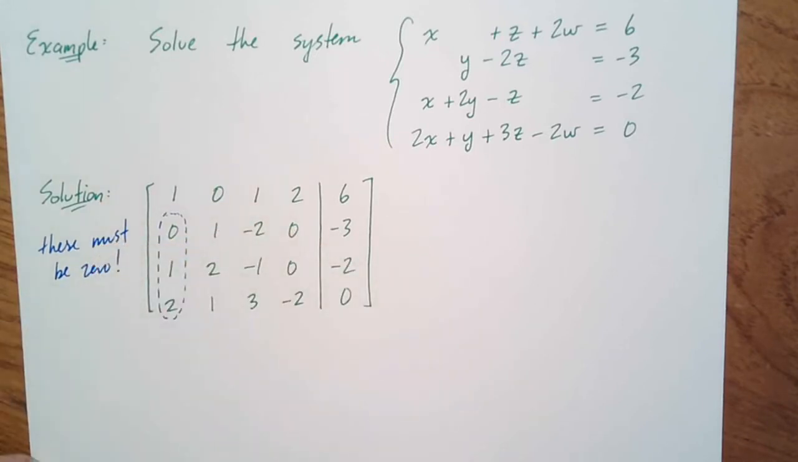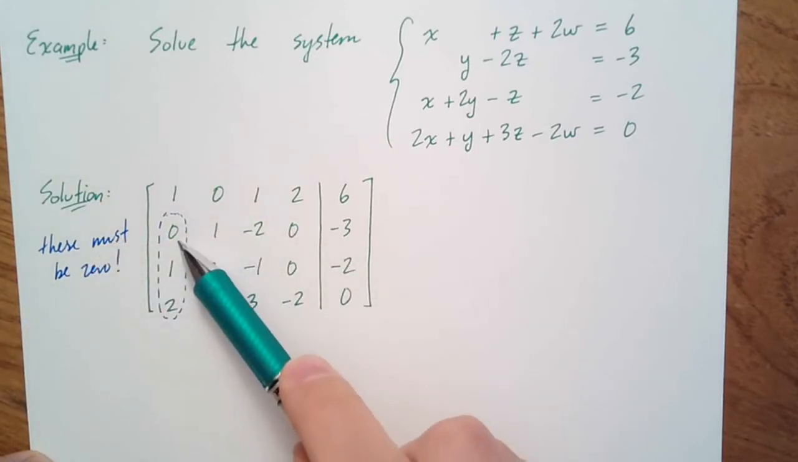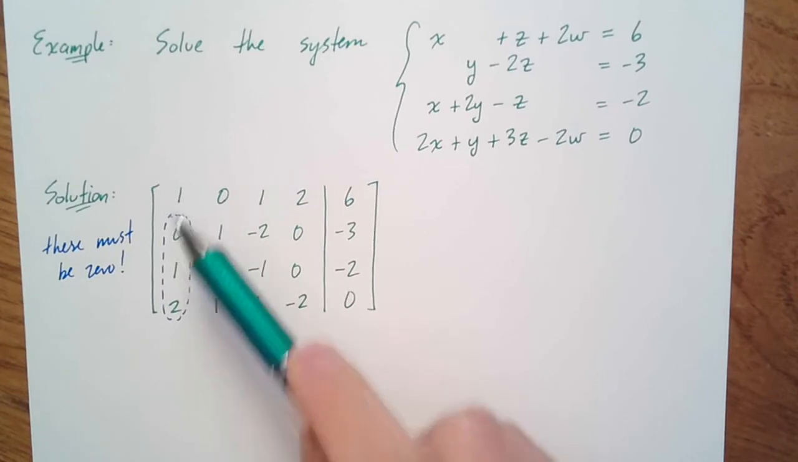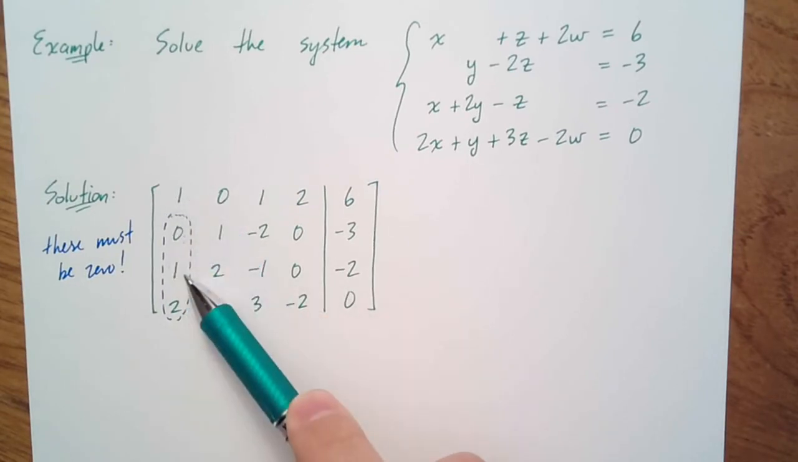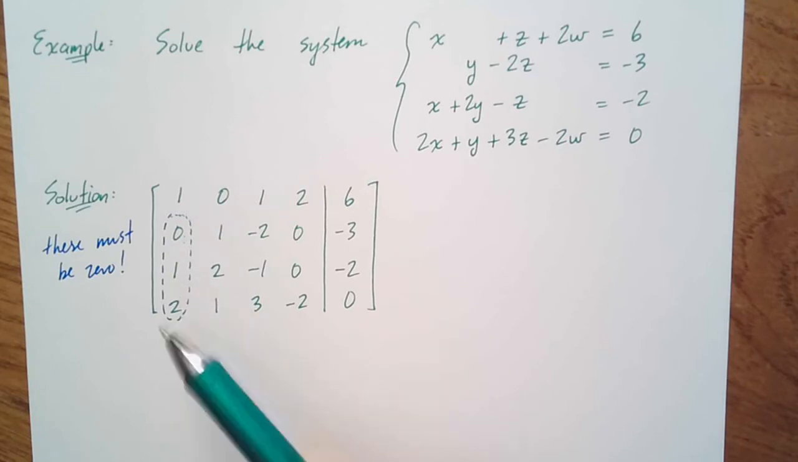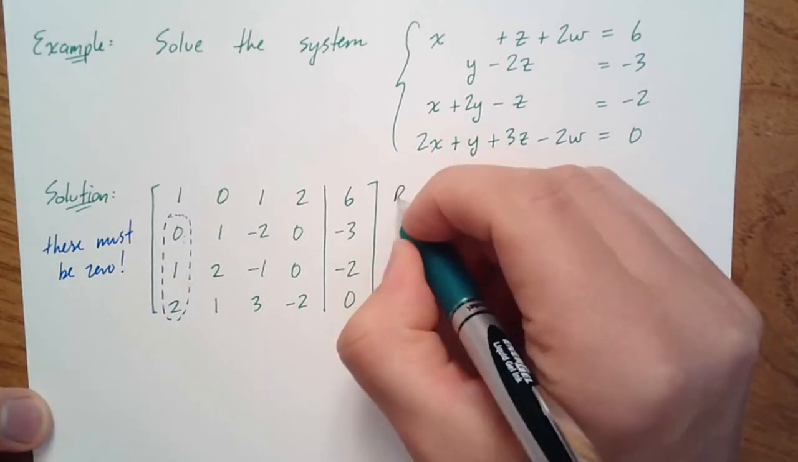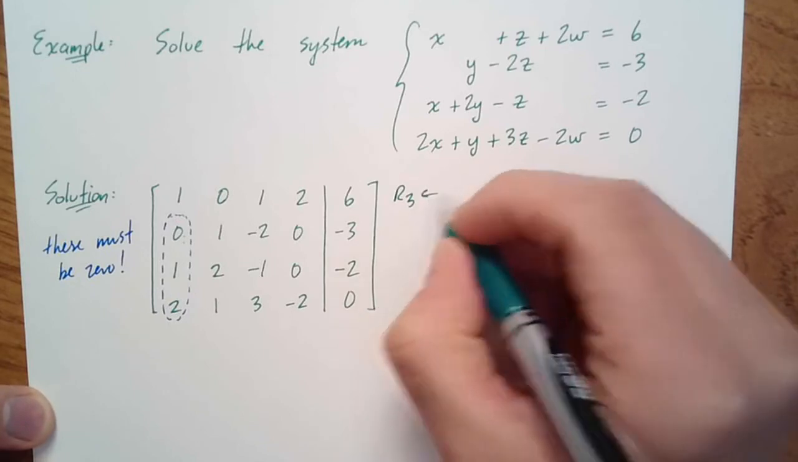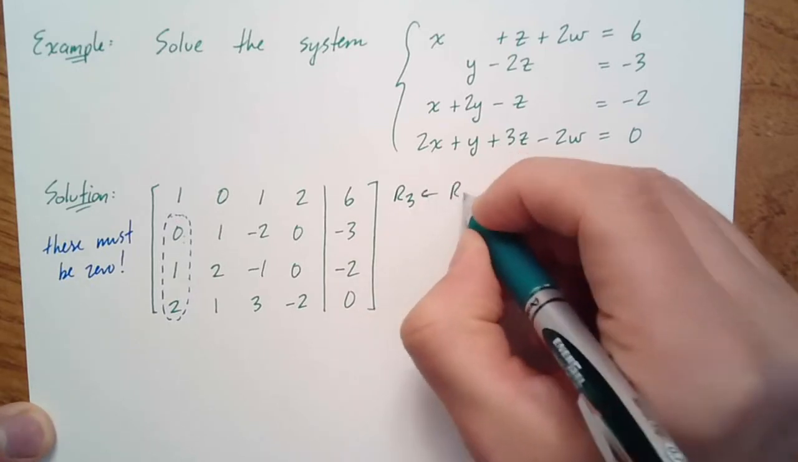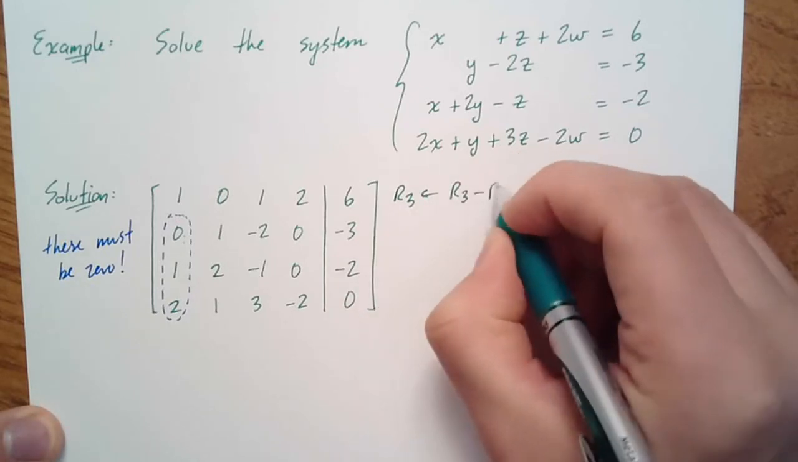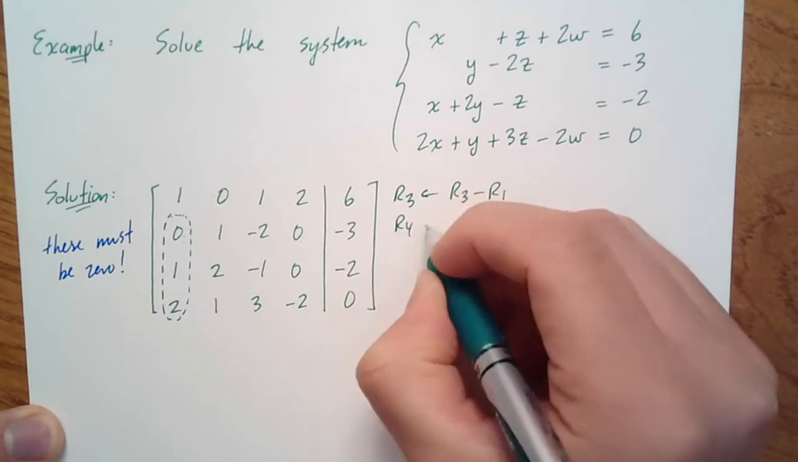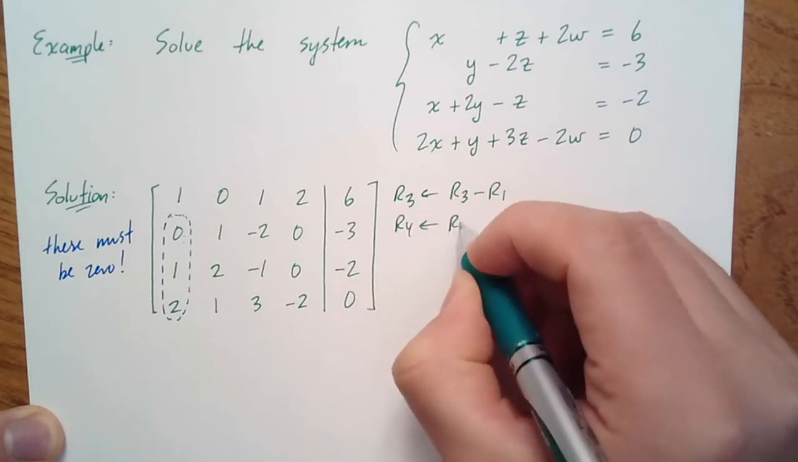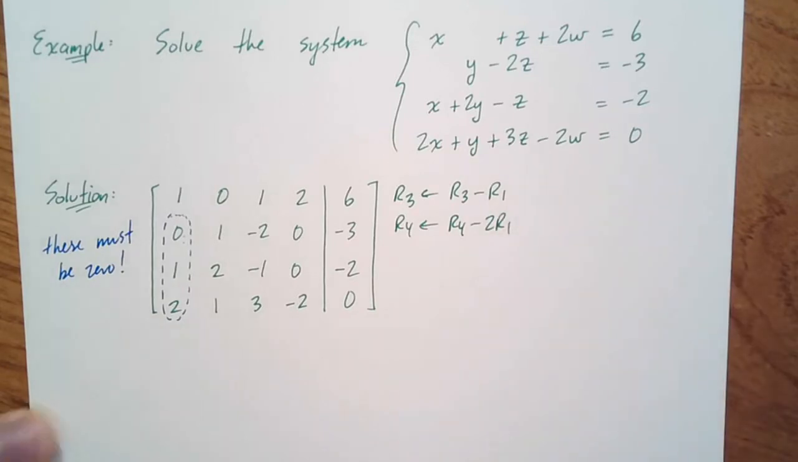Okay, so what are we going to do? Well, this doesn't matter. We've already got this exactly what it needs to be. So how about let's subtract row 1 from row 3 once, and then to get rid of this 2, we can subtract row 1 from row 4 twice. So we'll choose our row operations. Row 3 will be replaced with row 3 minus row 1. Row 4 will be replaced with row 4 minus 2 row 1.